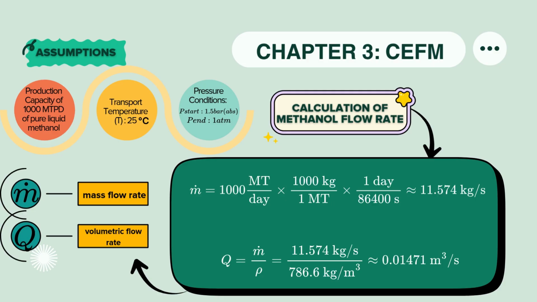Calculation of methanol flow rate. The design flow rate is derived directly from the mass production capacity using standard time conversion factors. The mass flow rate calculation is 1000 mt per day times 1000 kg per 1 mt times 1 day per 86,400 seconds equals 11.574 kg per second. The volumetric flow rate requires the liquid density. Using the density established, the required volumetric flow rate is 11.574 kg per second divided by 786.6 kg per meter cube, equals 0.01471 meter cube per second.